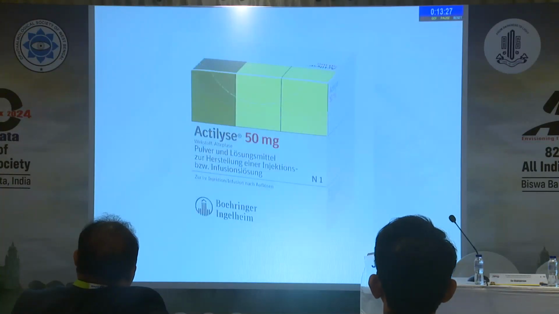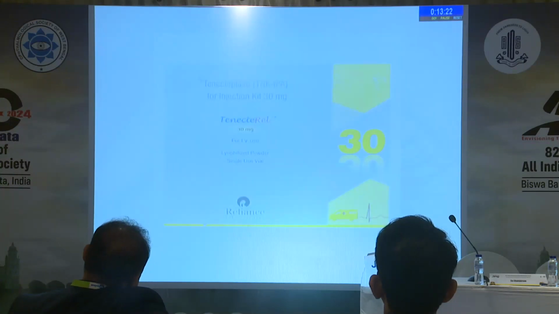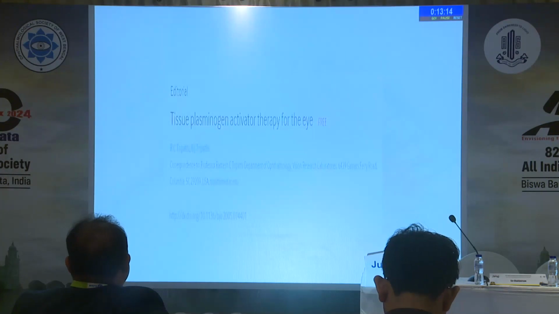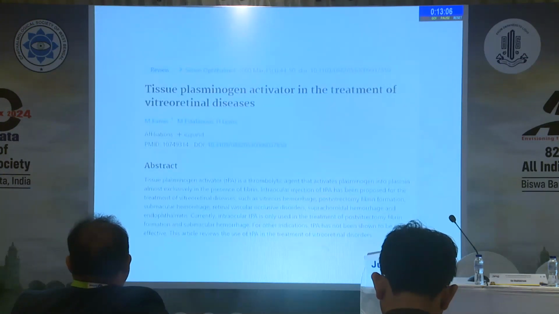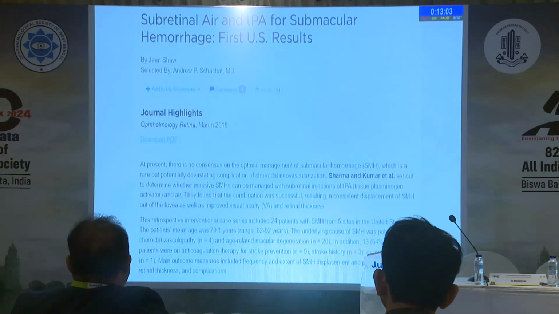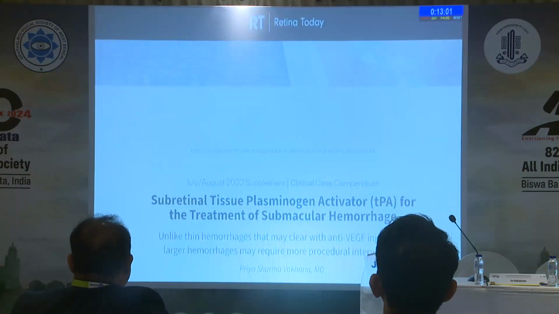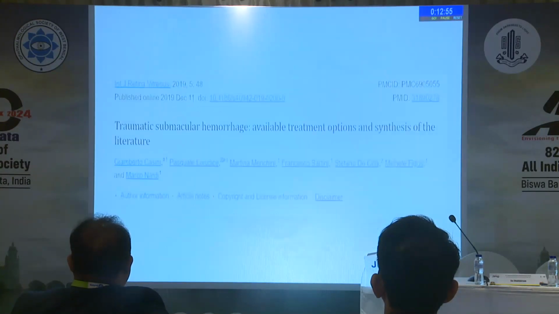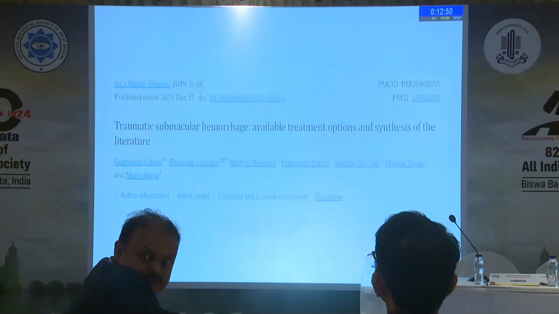The commercially available tissue plasminogen activators to our availability are alteplase, tenecteplase, and reteplase. There have been multiple papers published regarding the use of tPA in the eye, starting as early as 2005. Some of them have used it in submacular hemorrhage, combining with subretinal air, or combining it with a cocktail of submacular air and anti-VEGF. One of the studies came from RP Center early on, 8 years back.